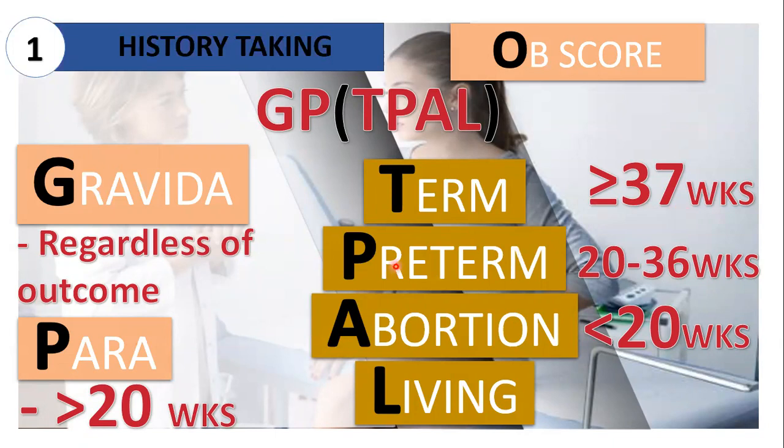P is for preterm or premature births. Okay, that is 20 to 36 weeks. A is for abortion that happens less than 20 weeks. And L is for living. This is the number of children that are alive. Okay, so we have to take note that GP is for the number of pregnancies and TPAL is for the births. Okay, for full-term birth or preterm birth or if there is an abortion and currently alive children.